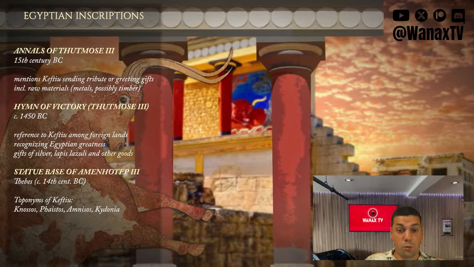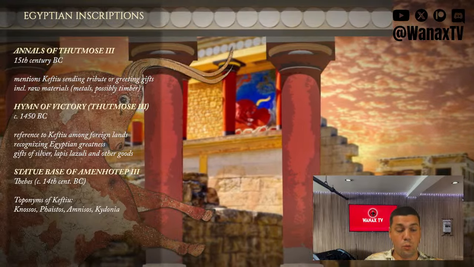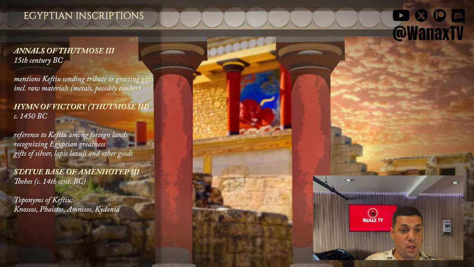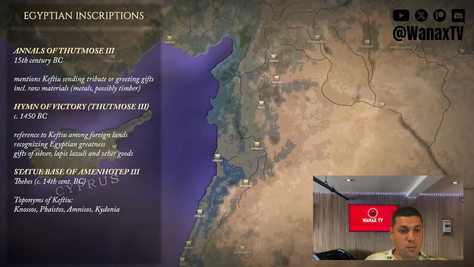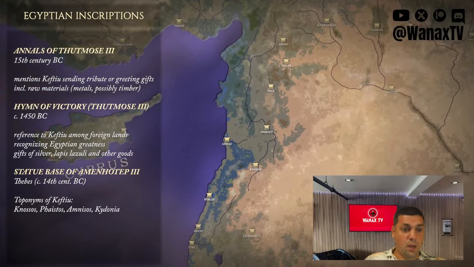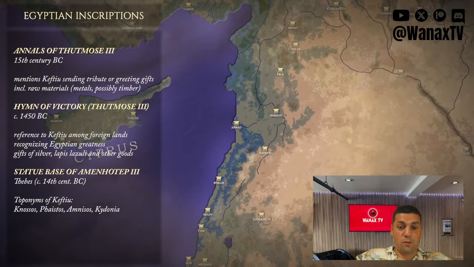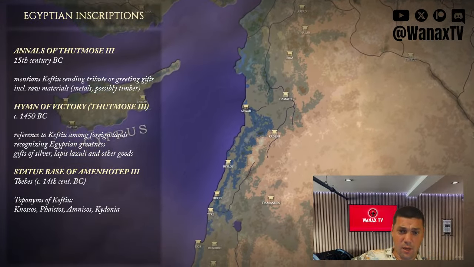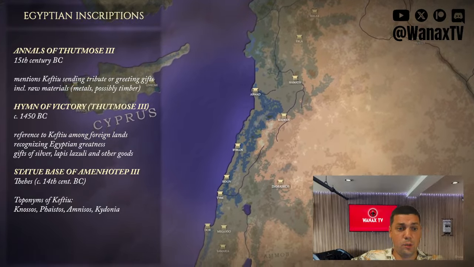So Thutmose III was definitely very well respected and feared throughout the ancient known world during his reign. We have a statue base of Amenhotep III in the Egyptian Thebes, located to the 14th century BC. And this is the first time where we have the confirmation of the geographic locations of the Keftiu, not only Keftiu but also Tanayu, which is the mainland Greece according to the Egyptians.